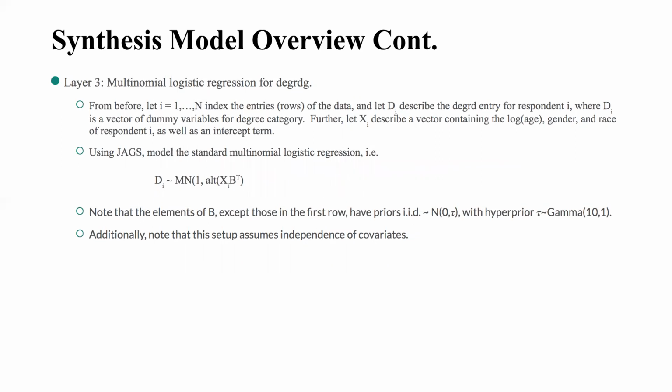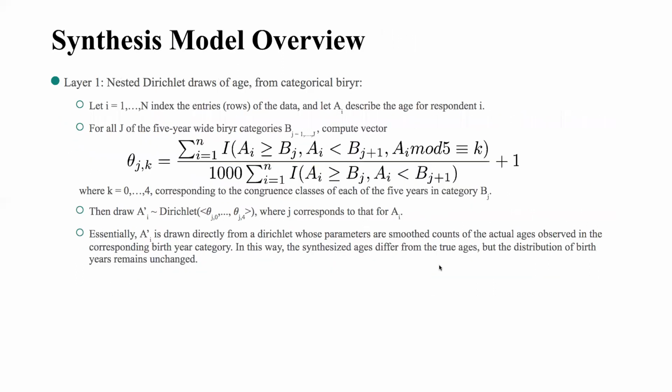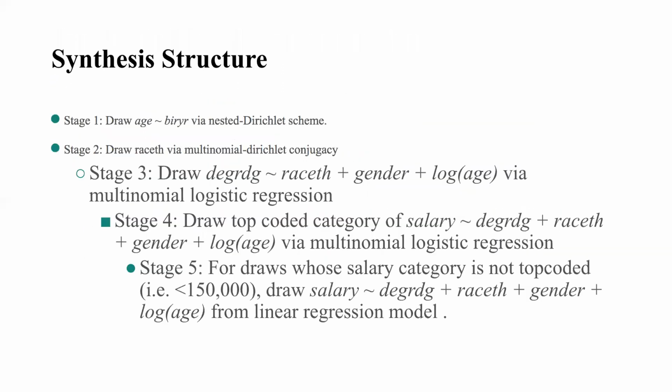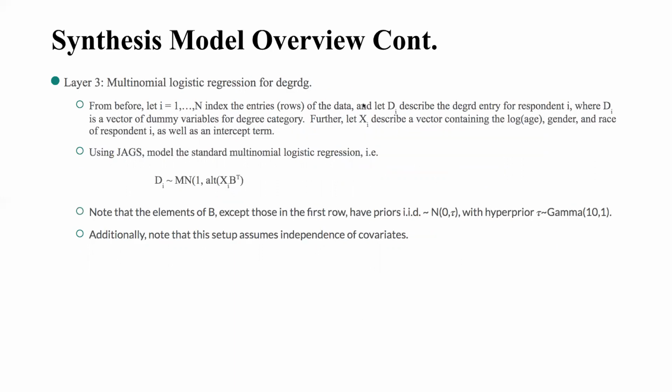And then the next one was degree, and as you see here, degree took on 4 values. For that, we used multinomial logistic regression, very similar to what's been presented in class. I go back one more, sorry. So there, the predictors were gender, race, and age for what degree you had.